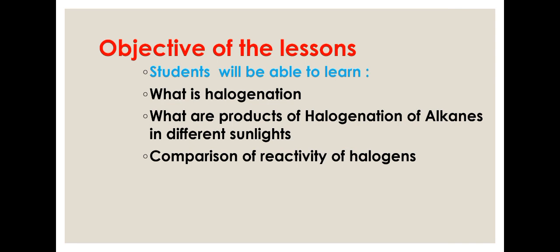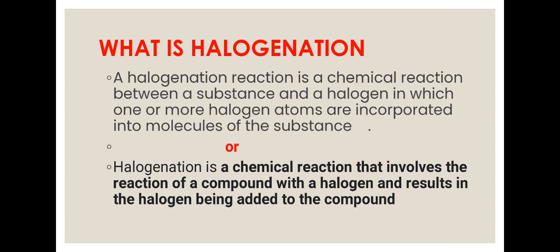The objective of this lesson is that the student will be able to learn what halogenation is, what the products of halogenation of alkane in direct and diffuse sunlight are, and a comparison of the reactivity of halogens. First, we should discuss the definition of halogenation. Come to the definition of halogenation.